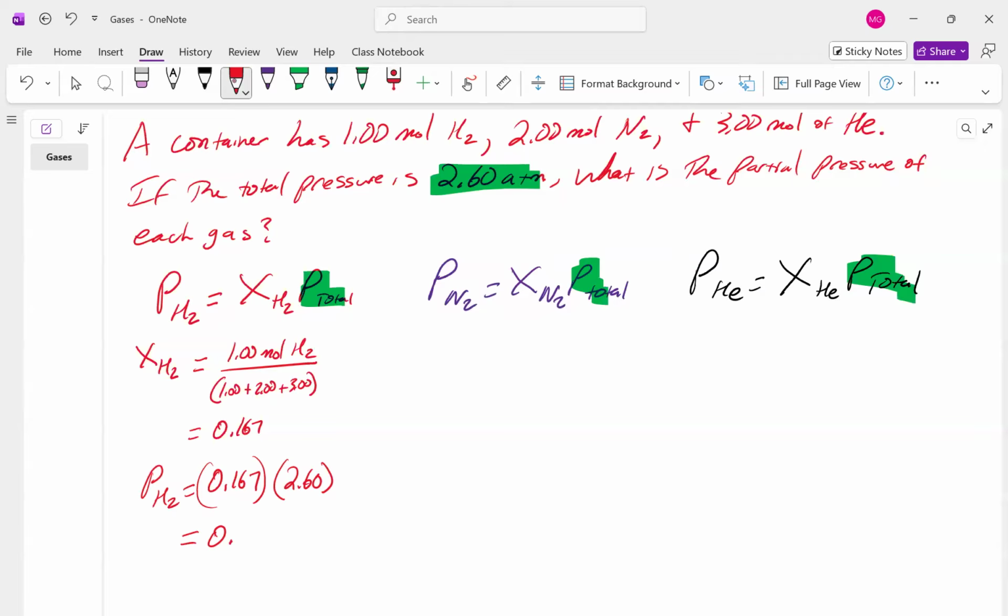Hang on, I think I did my math wrong. Let me put this into my calculator real quick. 0.167 times 2.6. Nope, sorry. 0.434 atmospheres.